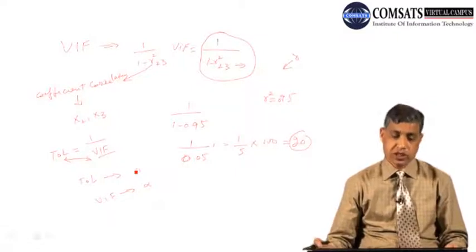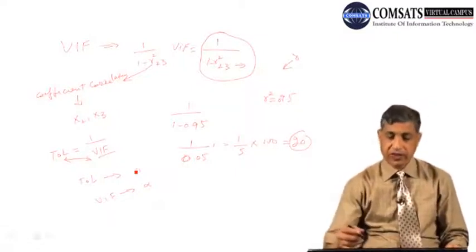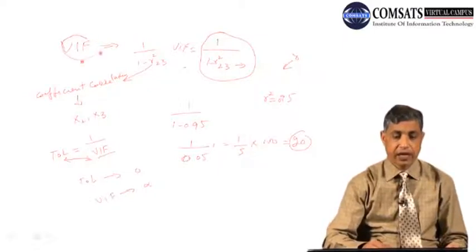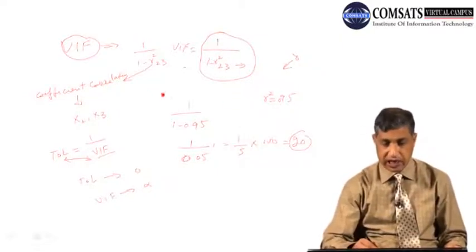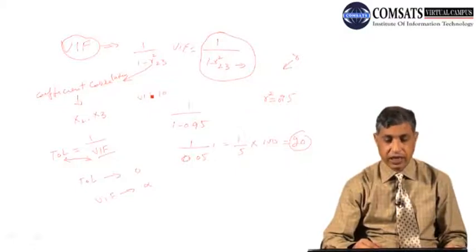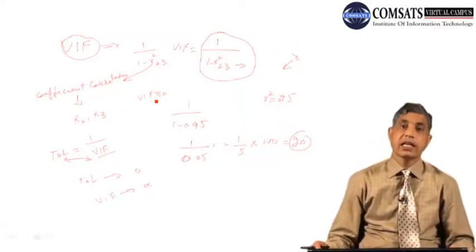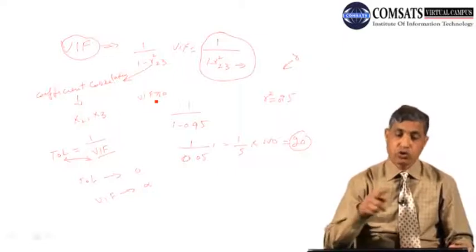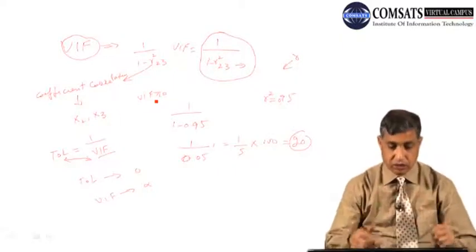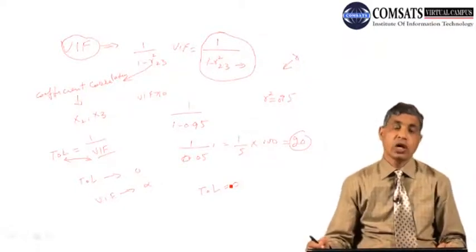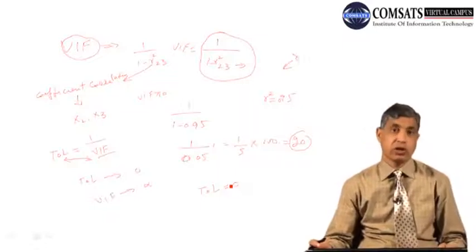Tolerance factor goes to 0. So what does this mean? In the previous slide we said that if VIF exceeds 10, if its value is greater than 10, then we say that there is severe multicollinearity. The same situation here. As the value of tolerance goes towards 0, there is severe multicollinearity.